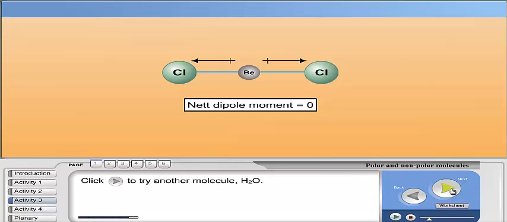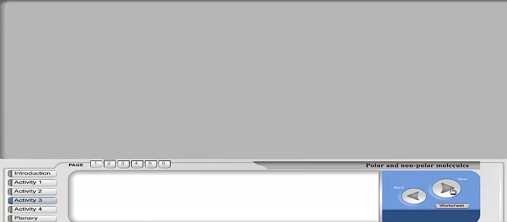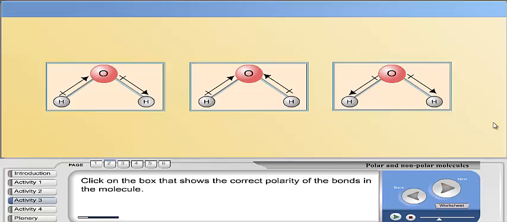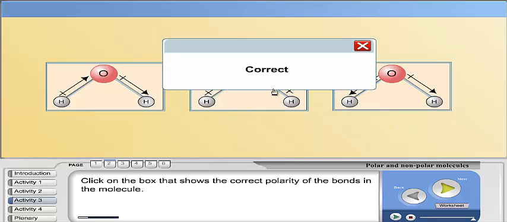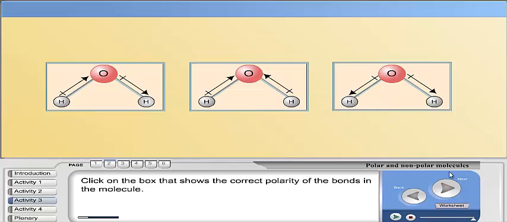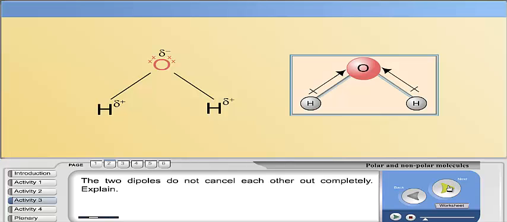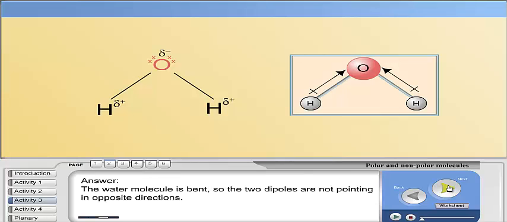Click Next to try another molecule, H2O. Click on the box that shows the correct polarity of the bonds in the molecule. The two dipoles do not cancel each other out completely. Explain. Answer. The water molecule is bent, so the two dipoles are not pointing in opposite directions.